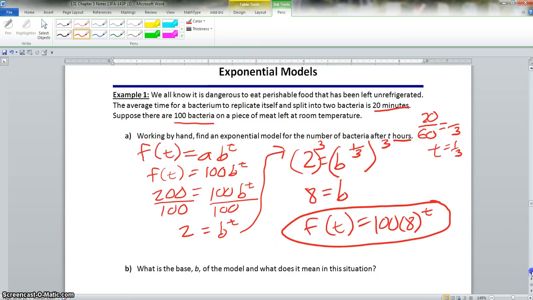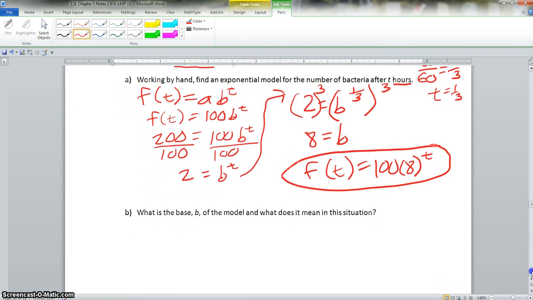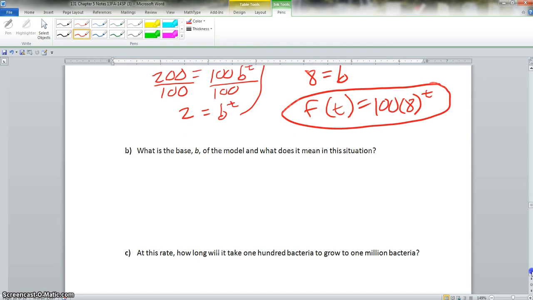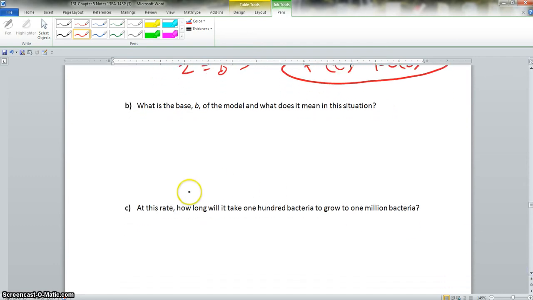Now, we scroll down here to b. It says, what is the base b of the model and what does it mean in this situation? Now, we already discovered that b was equal to 8. So now we would make this into a percentage. So we have b is equal to 800% minus 100%, which gives us 700%. We learned this in the last chapter, from section 4.5, your notes from section 4.5.